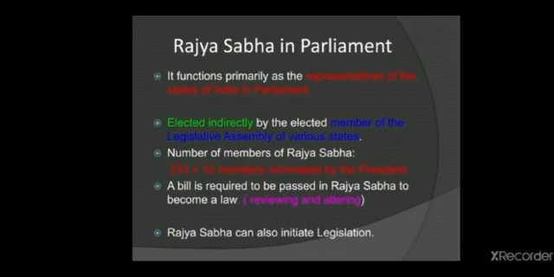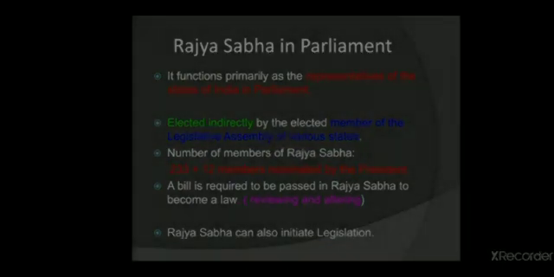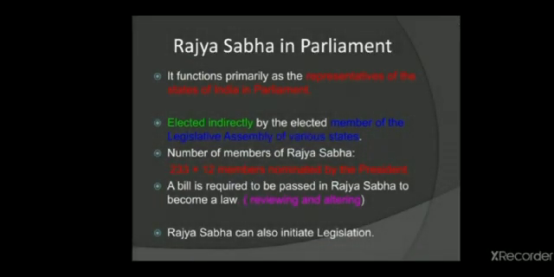Indirectly means, indirectly we came to know that we are not involved. Okay, the common people are not involved. Elected indirectly means there's no involvement of the common people, but by the elected members of the legislative assembly of various states. Now who are these elected members? You know, MLAs. So MLAs are elected by us.